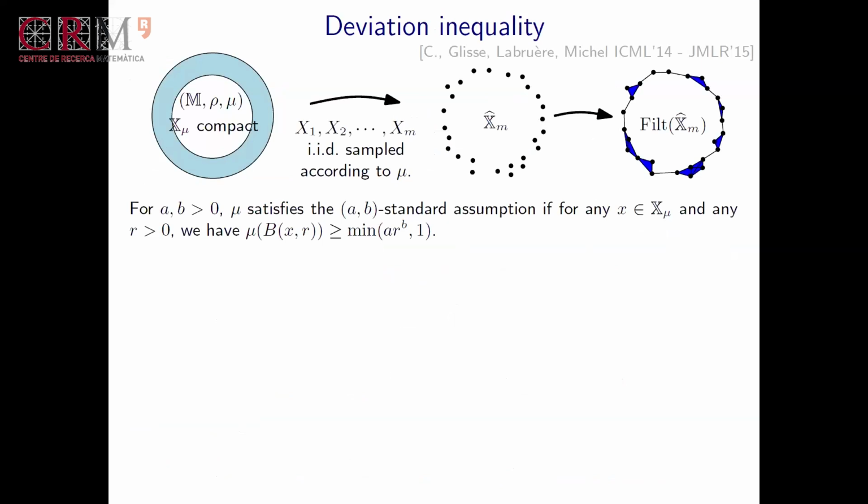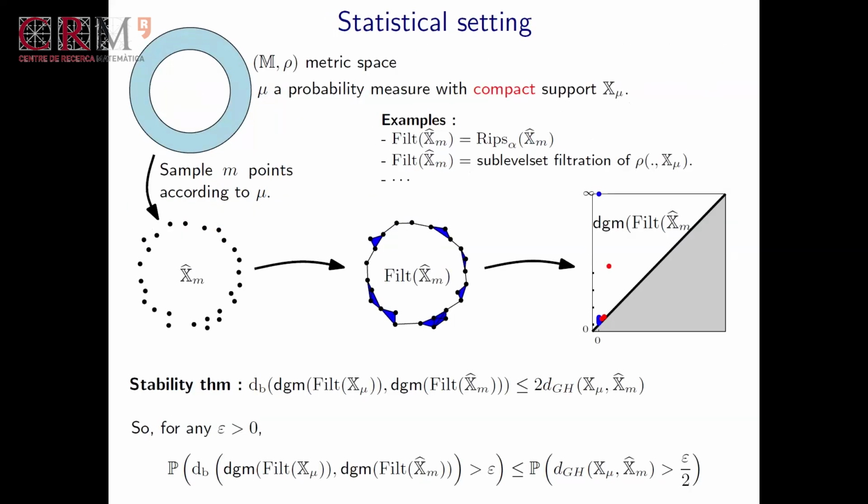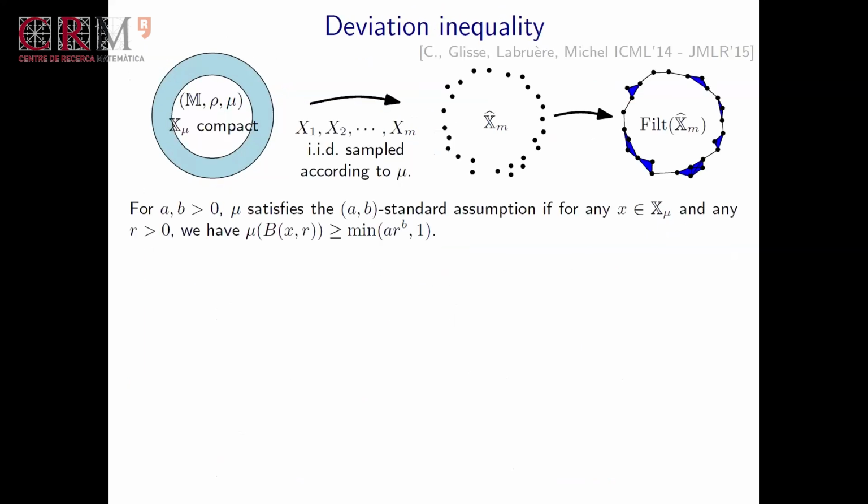So for example, the first result is that the rate of convergence of this random diagram to the diagram of the support will in fact be driven by the rate of convergence of the sample itself to the support of the measure. And for example, if we make some kind of regularity assumption about the measure mu, so now we not only assume that it has a compact support, but we also assume that the measure is what we call (a,b)-standard.